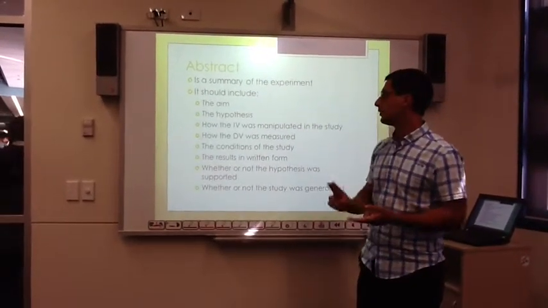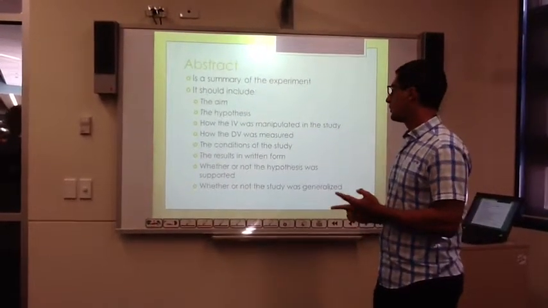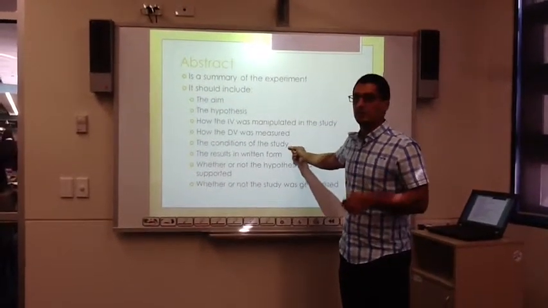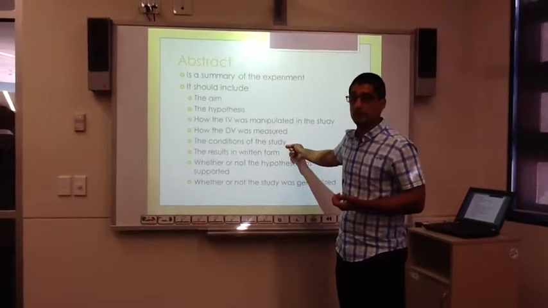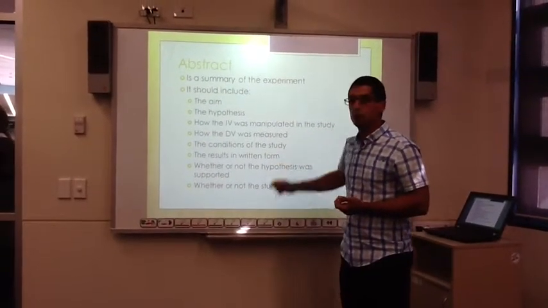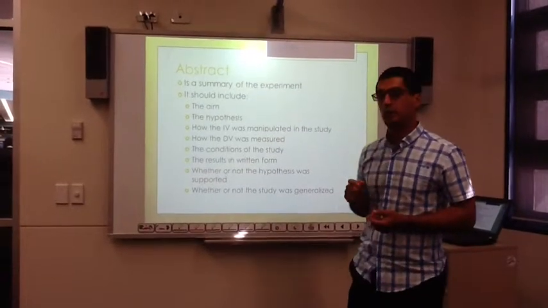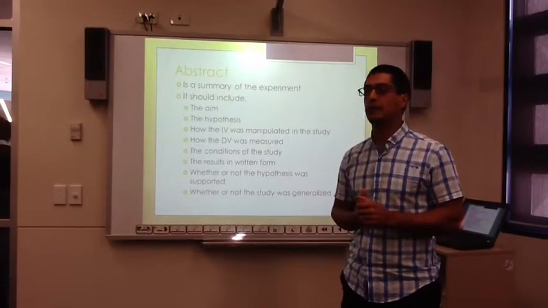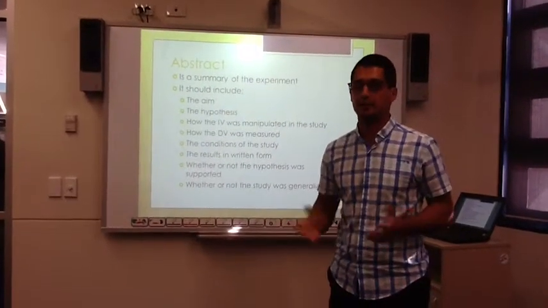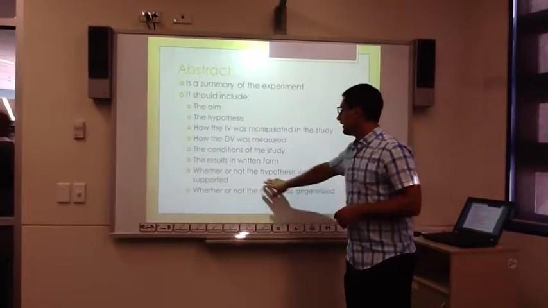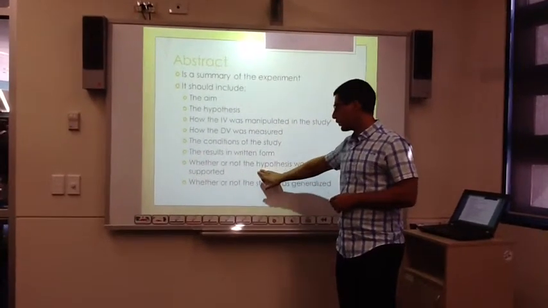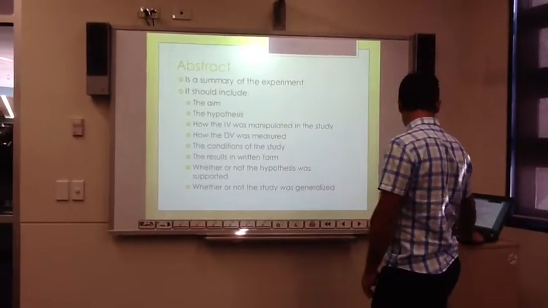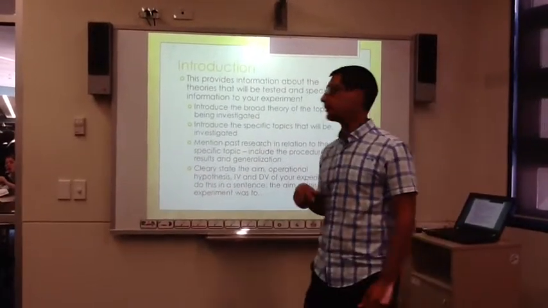The abstract covers the aim and the hypothesis, how the IV was manipulated and how the DV was measured. It also covers the conditions, so the experimental group and control group used in the experiment. The results are written, for example, experimental group 1 recorded a mean score of 6.8. That is all that is needed, with no explanation. Then state whether or not the hypothesis was supported and if the study can be generalised. This will be covered in more detail while going through the ERA.